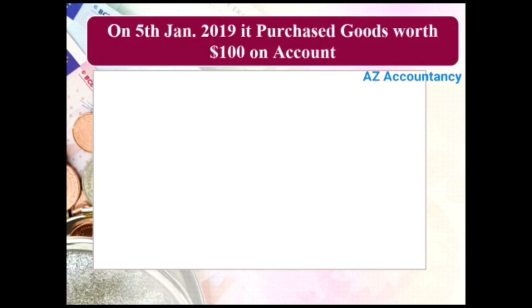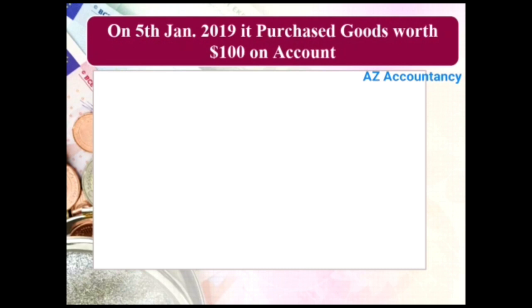And our second last transaction is on 5th January 2019, it purchased goods worth $100 on account. Here I would clarify this. Whenever the word on account or on credit basis is written, or any personal name of any individual is written, it means this transaction is not on cash basis. This is on credit basis. It means we purchased goods $100 worth but we did not pay any cash. It created our liability. So when liability is increased, it should be credited according to rule.